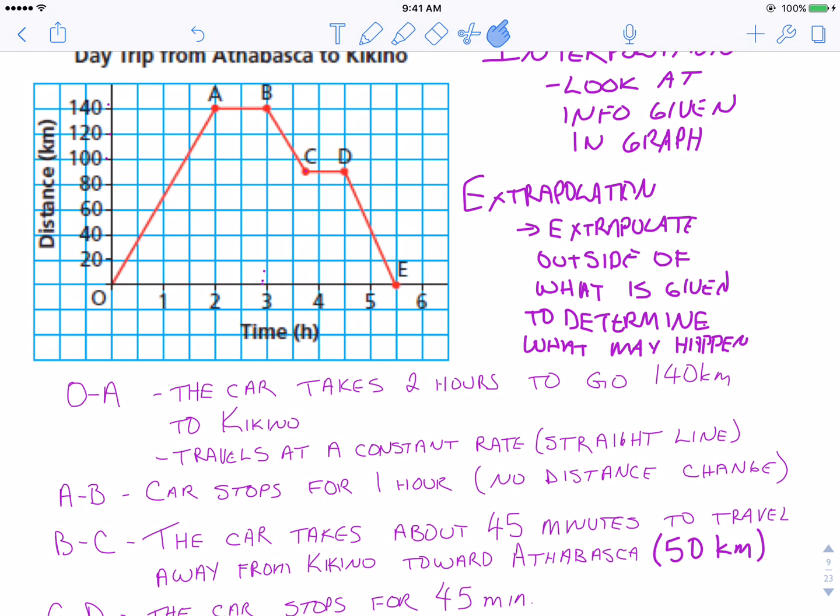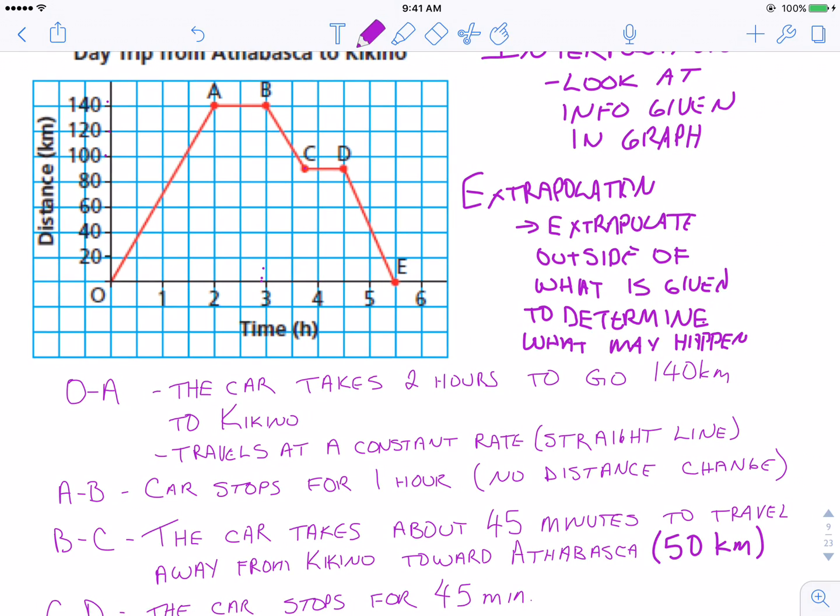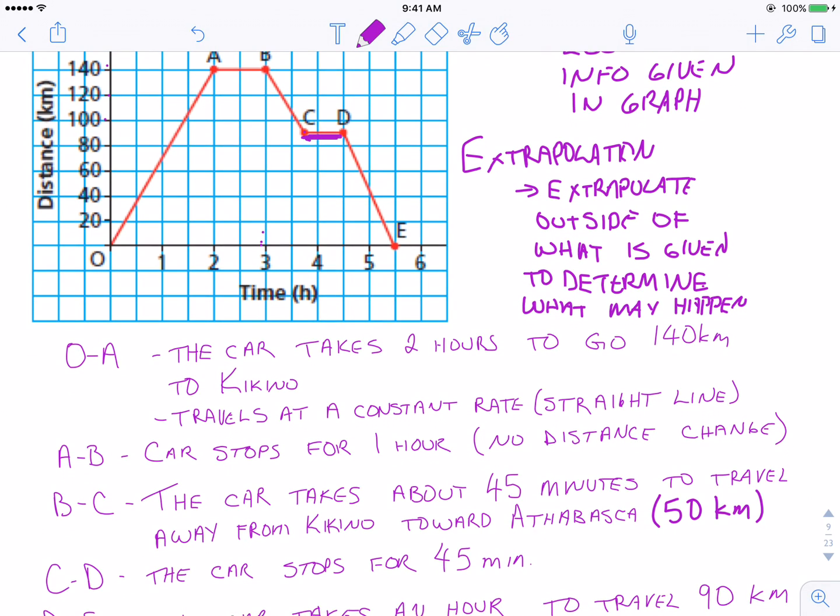So where did we get to? We are at C and D now, this section right here. What happens again, C to D? Well, there's no distance change, so the car must be stopped. The car stopped again for another 45 minutes. Car stops for 45 minutes.